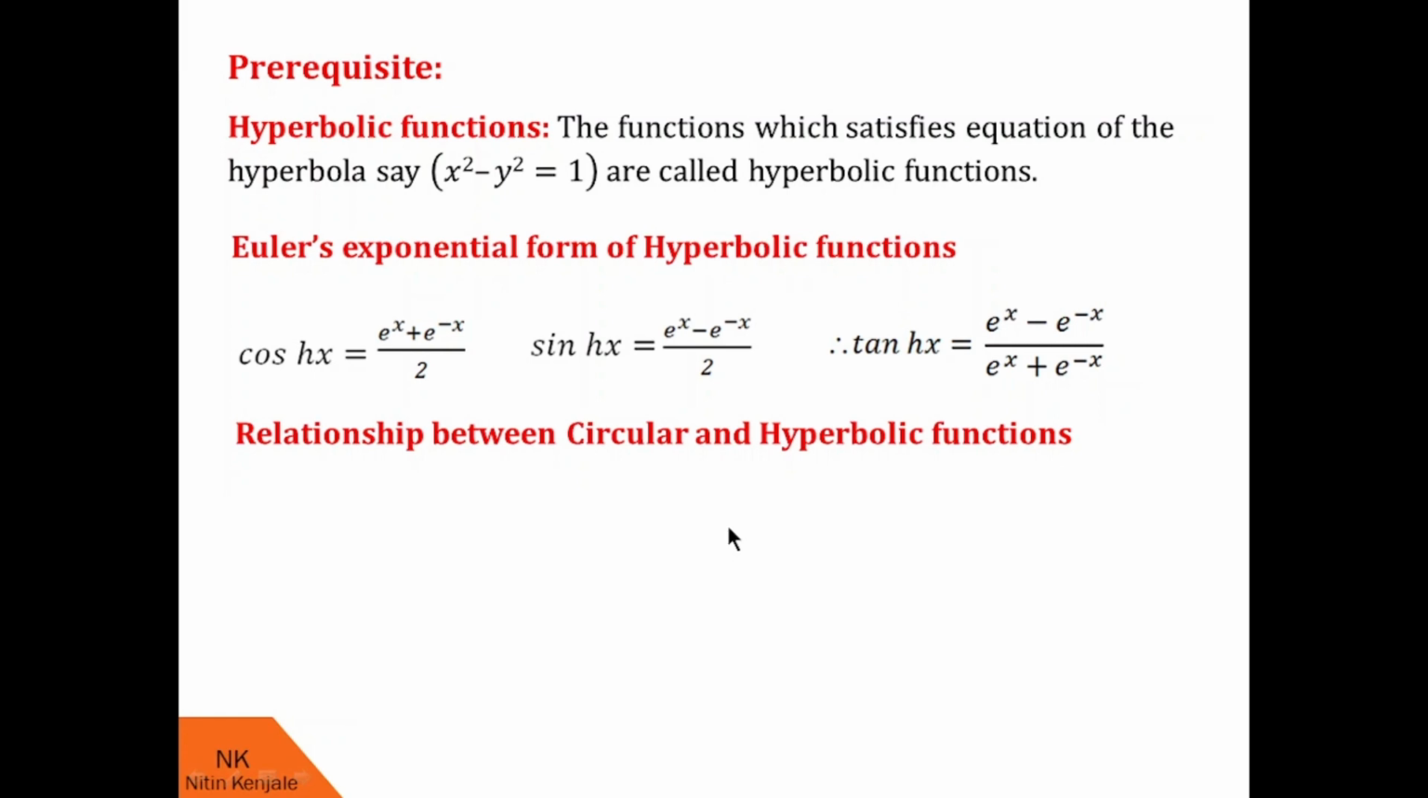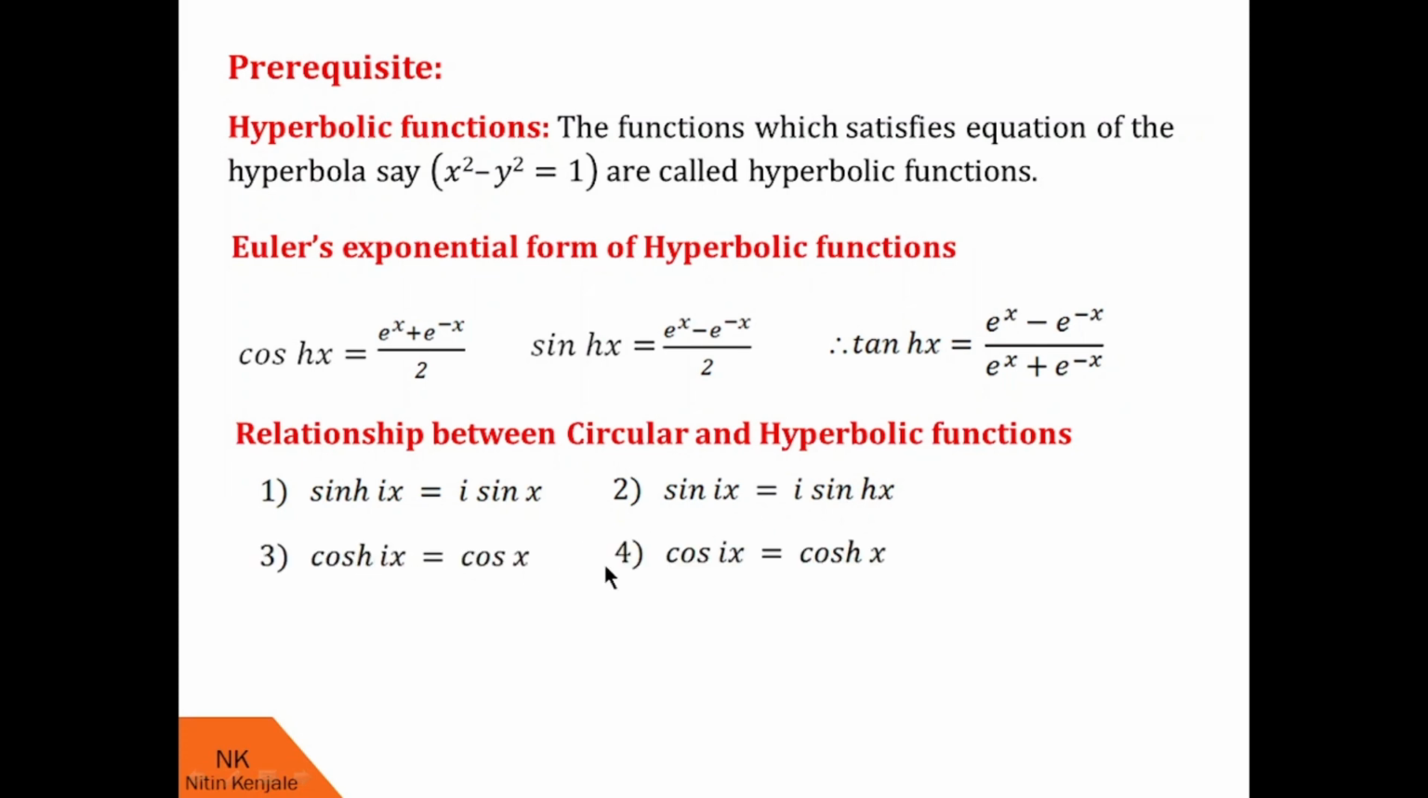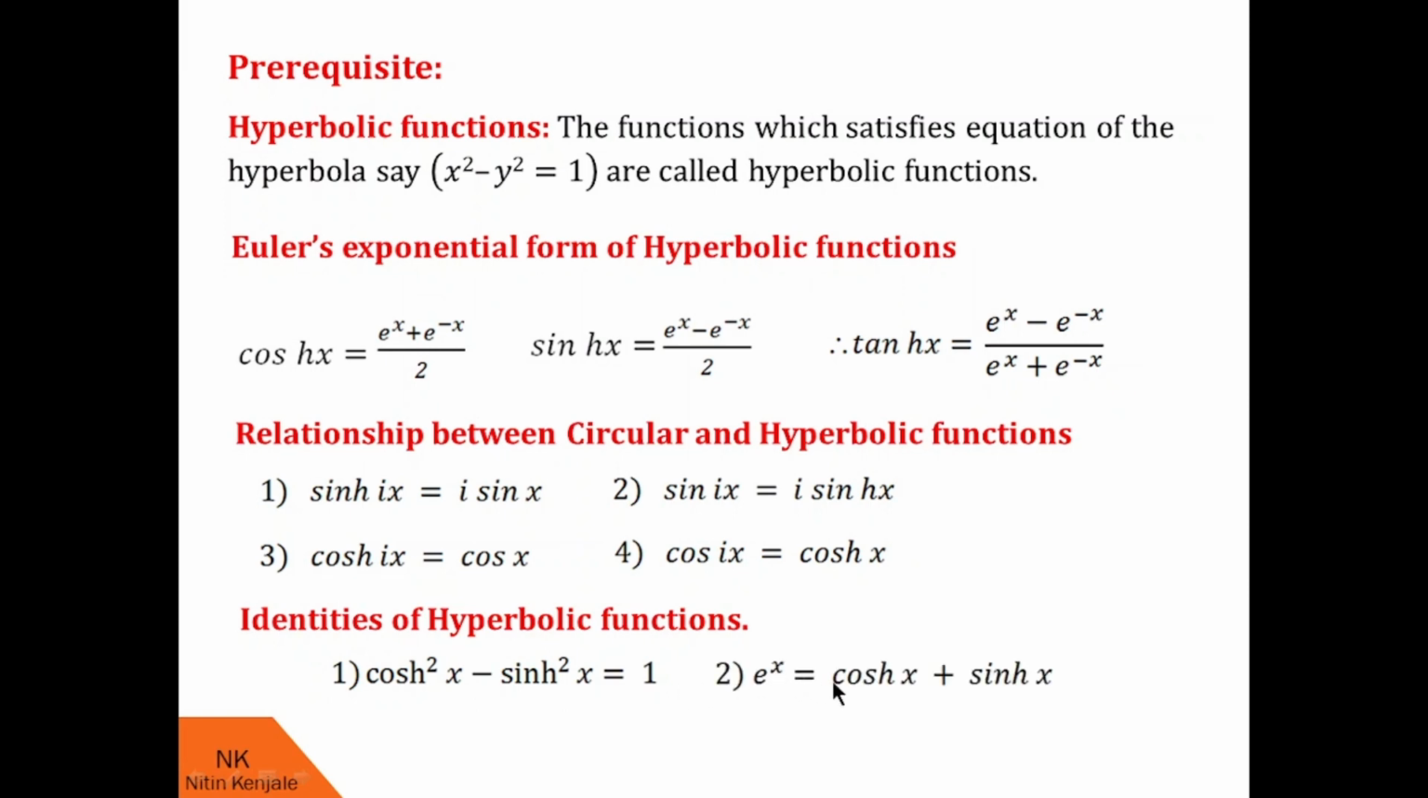The relationship between circular and hyperbolic functions is as follows. Sin h ix is i sin x, sin ix is i sin hx, cos h ix is cos x, and cos ix is cos hx. Some of the identities of hyperbolic functions are cos h square x minus sin h square x is equal to 1, e raised to x is equal to cos hx plus sin hx, sin h of minus x is equal to minus sin hx, and cos h of minus x is equal to cos hx.